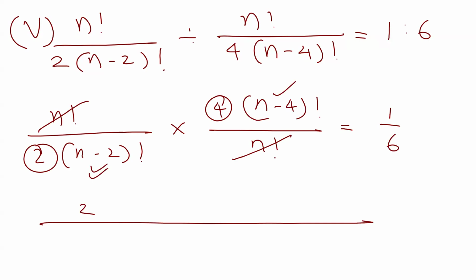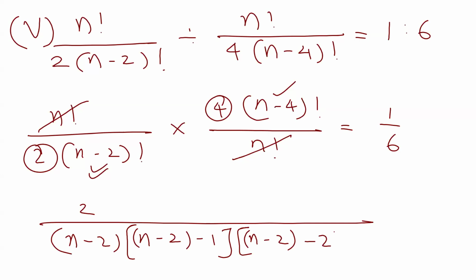So we'll reduce n minus 2 factorial. Why is n minus 2 the bigger one? Because if you put the value of n as 10, n minus 2 is 8 and 10 minus 4 is 6. So bigger obviously is n minus 2. So the first term of n minus 2 factorial is n minus 2. The previous term is n minus 2 minus 1. Previous term is n minus 2 minus 2. I'll stop over here because I got my n minus 4 factorial is equal to 1 by 6.